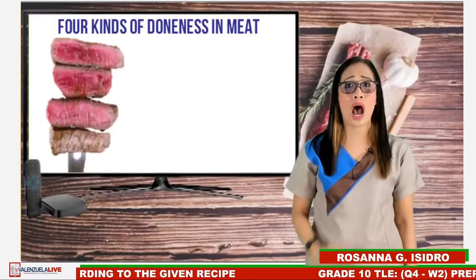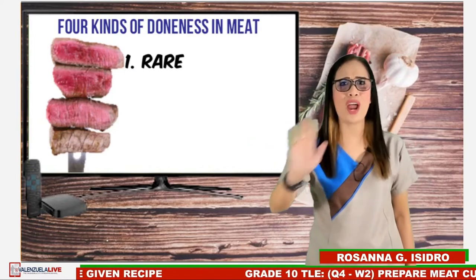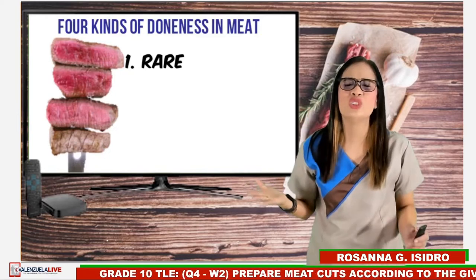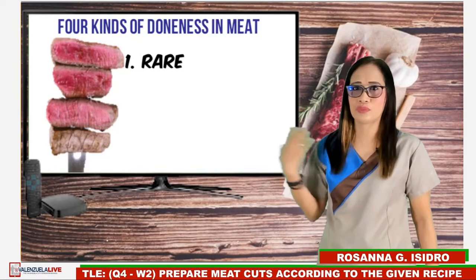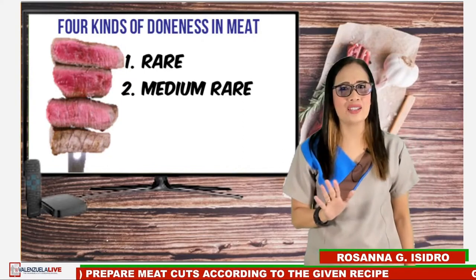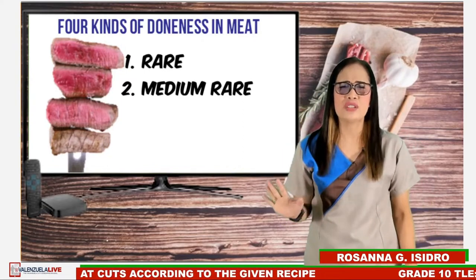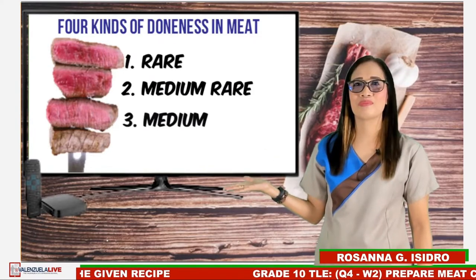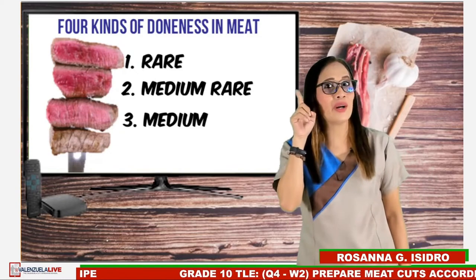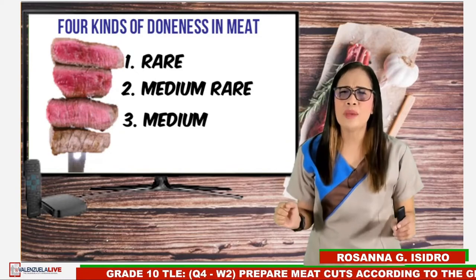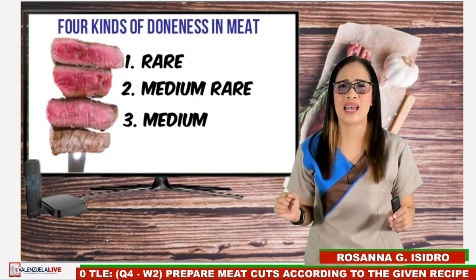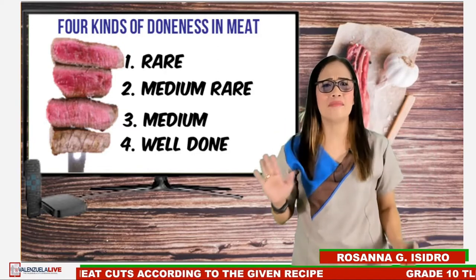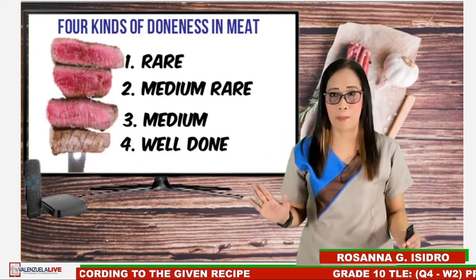First, we'll have rare. When pressed with a finger, the meat is very soft with a jelly-like texture. Medium rare. When pressed with a finger, meat feels springy and resistant. Medium. When pressed with a finger, meat feels firm and there is a definite resistance. Well done. When pressed with a finger, the meat feels hard and rough.